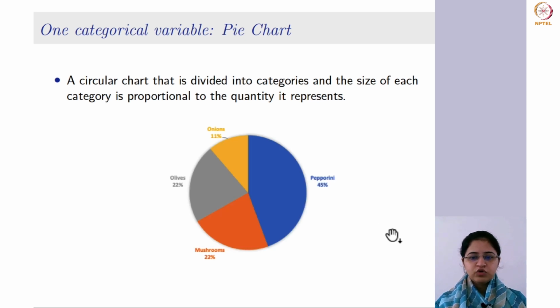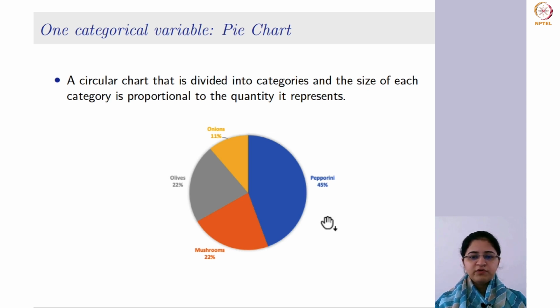You have pepperoni as 45%, mushrooms and olives are 22% because the count here was 2. So when you express it in percentages, you get 22%, and for onions it is 11%. Now if you look at the size of these segments, or the categories, it is varying. For pepperoni, it is the largest segment because the percentage is 45%, which is the highest. So you can see that the size of each category is proportional to the quantity it is representing.